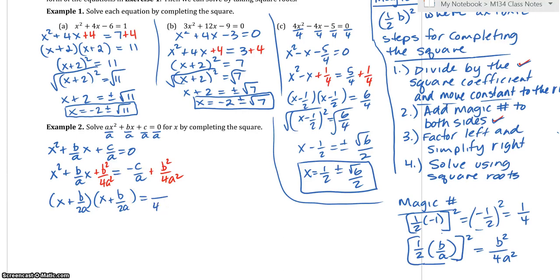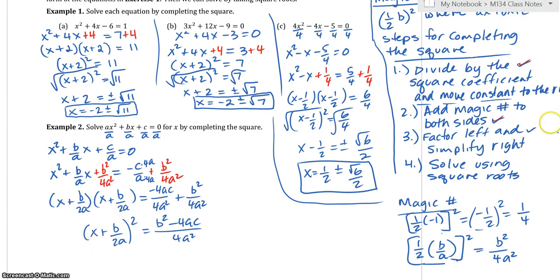Well, you've got to get an LCD. 4a squared is the LCD. This one is missing a 4 and an a, so I'm going to multiply top and bottom by 4a. I'm going to put the negative first. I'm going to write this as b squared minus 4ac all over 4a squared. I know it's complicated, but the left side is just x plus b over 2a, squared.